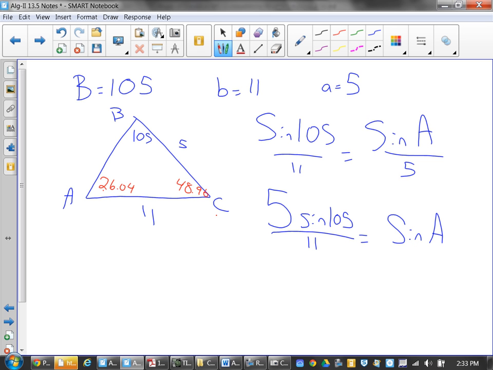Questions on this? We'll get to the weird cases of law of sines tomorrow. Let me give you two sets of problems though.